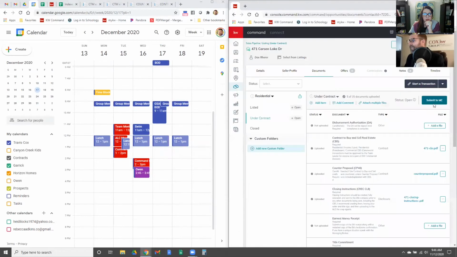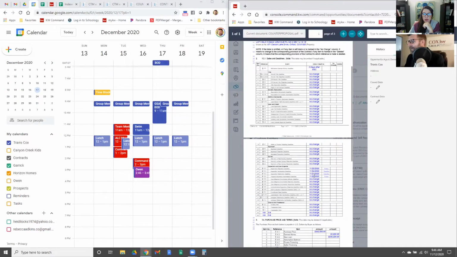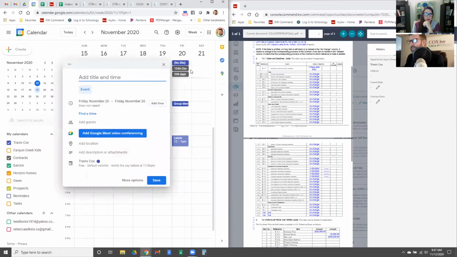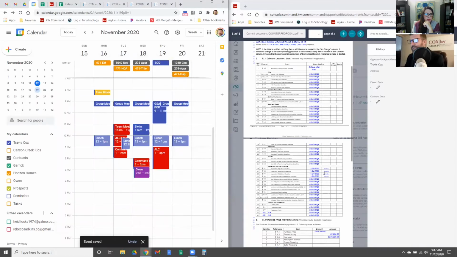Better verify we didn't change any of those. Changed inspection. So while we're in here, I'm going to do inspection. Change it to Horizon Homes. Save it. The reason Horizon Homes has their own calendar is they do a lot of business with us, and they're able to see this calendar.